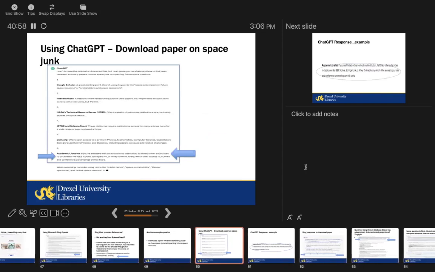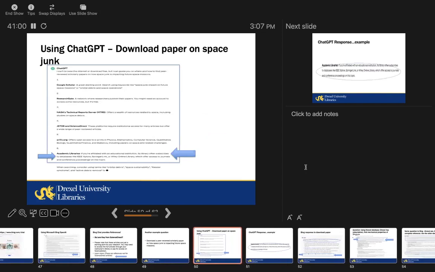And here, again, this is from ChatGPT, and this is the best part. It is telling me to go to Google Scholar, ResearchGate, JSTOR, arXiv, and Science Direct. It says these platforms require institutional access for many articles, but offer a wide range of peer-reviewed articles. So it is telling them to go to JSTOR and Science Direct. We have a subscription to both, but it is not going into those to find papers. Right, and then it says, if we are affiliated with an educational institution, its library often subscribes to databases like IEEE Xplore. Yes, we have that.